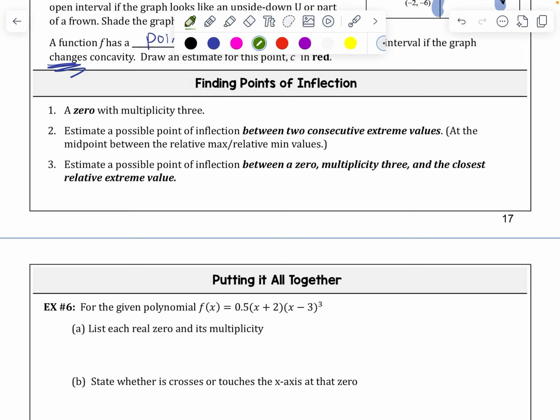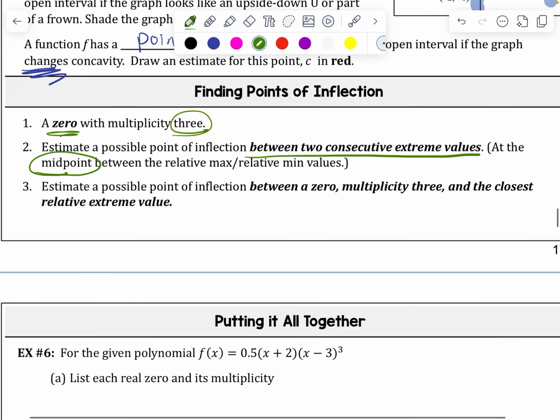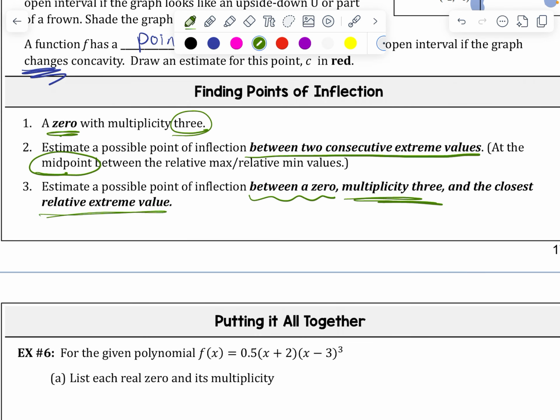So here's kind of a guide to finding points of inflection. It's where there's a 0 that has a multiplicity of 3. Anytime you have a multiplicity of 3, there's a point of inflection. You can estimate a point of inflection between two consecutive extreme values, so between a maximum and a minimum, or a minimum and a maximum, at the midpoint between those two extreme values. And then the last one is that you can estimate the possible point of inflection between a 0 with a multiplicity of 3 and the closest relative extreme value.